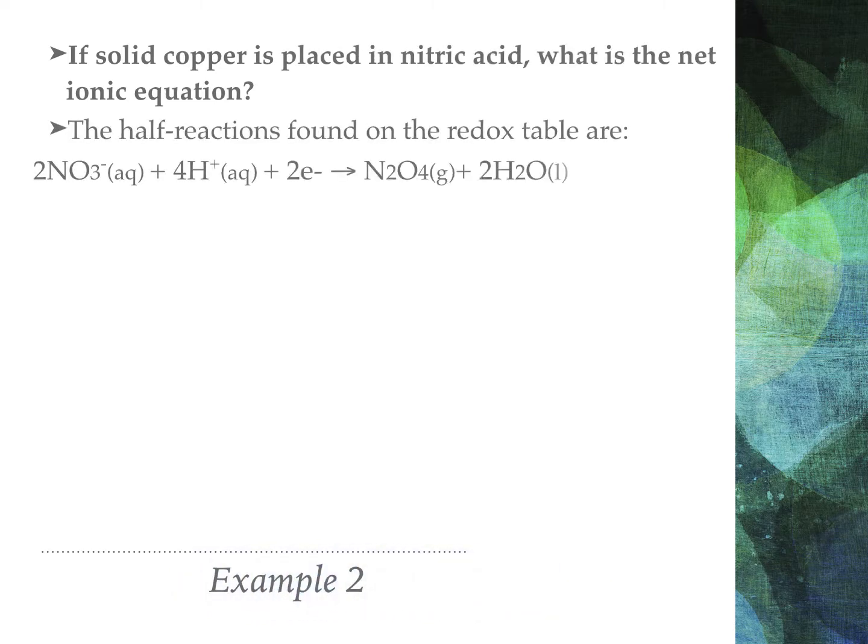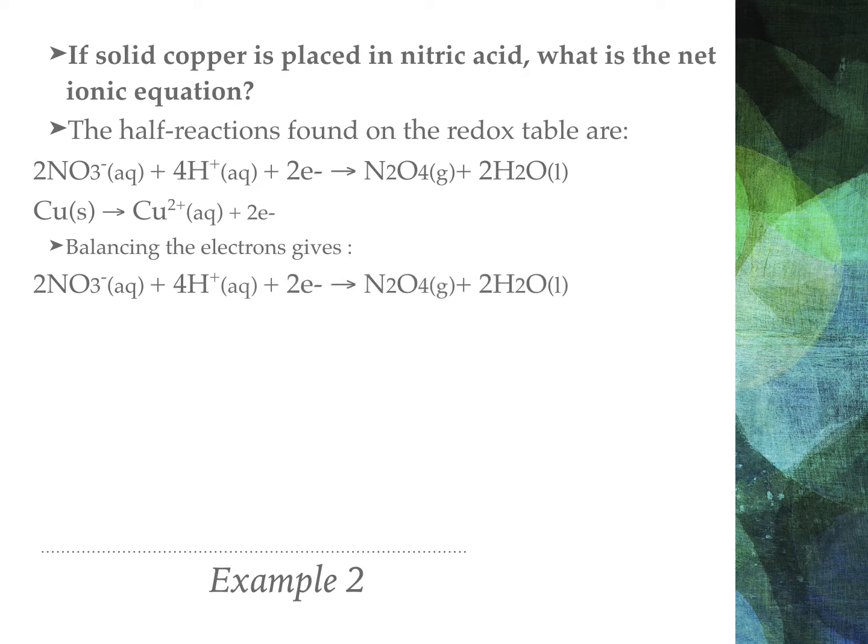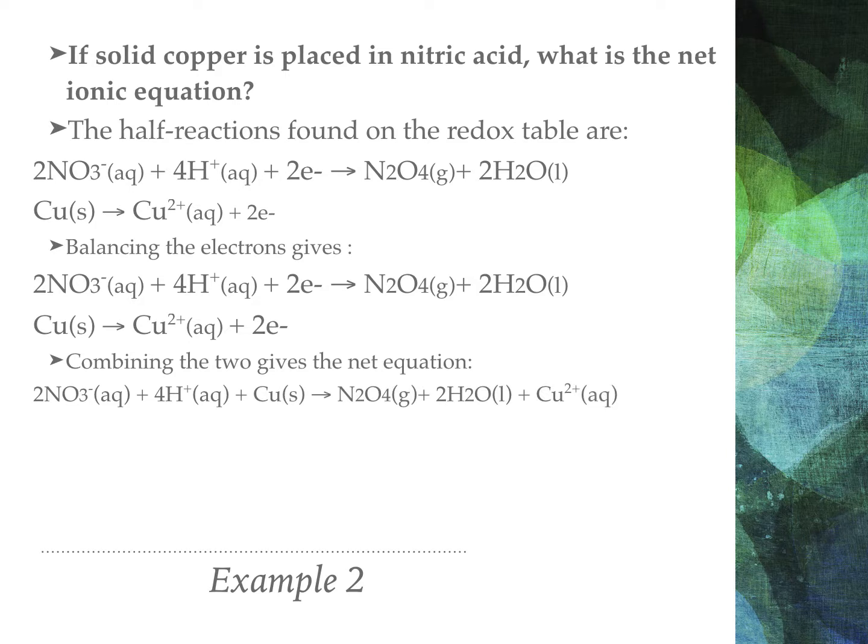The half reactions found on the redox table are 2 molecules of nitrate plus 4 hydrogen ions plus 2 electrons, giving us dinitrogen tetroxide plus 2 molecules of water. At the same time, we have solid copper, which loses 2 electrons to form the copper ion. We then balance the electrons, but since there are equal electrons on both reactions, we do not need to change anything. We then combine the 2 equations to give us a net equation of 2 molecules of nitrate plus 4 hydrogen ions plus solid copper, giving dinitrogen tetroxide plus 2 molecules of water, and copper ions.